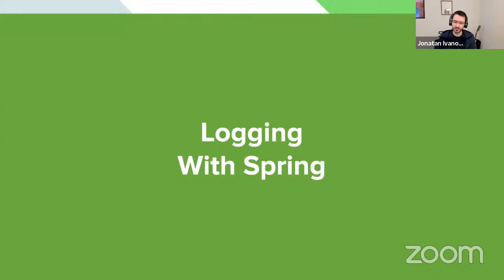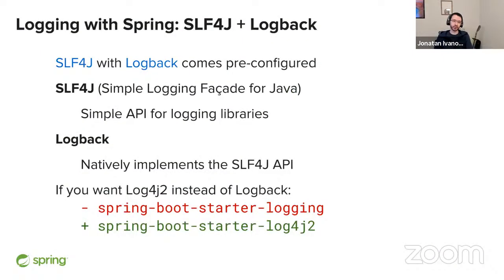Okay, cool. So with this, let's dive into every signal, logging, metrics and tracing here, and let's see what Spring can offer to you to implement this. So if you want logging with Spring, Spring Boot comes with SLF4J and Logback, and it is pre-configured for you. SLF4J stands for Simple Logging Facade for Java, and it has a simple API, and you can plug logging libraries in and out. And Logback is a native implementation of this SLF4J API, and this is what Spring Boot comes with out of the box.